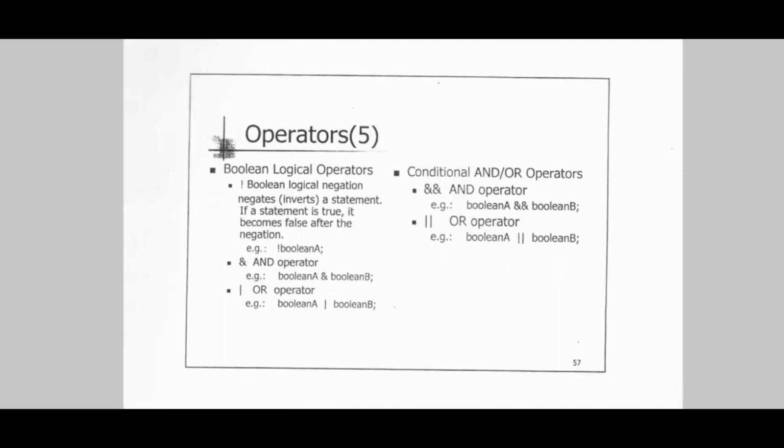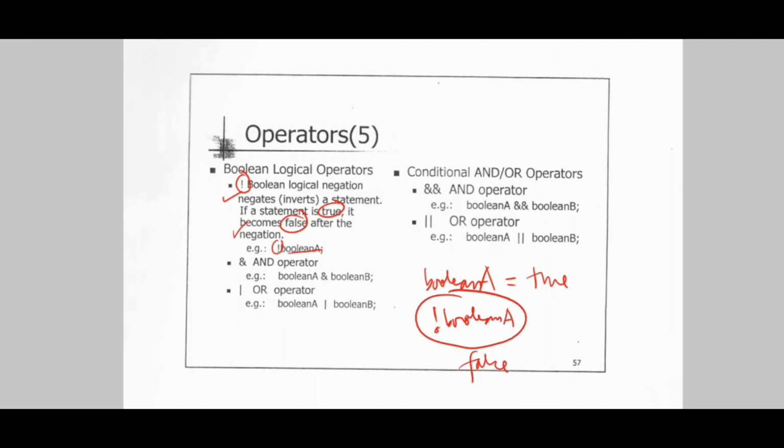The Boolean or logical operators are the following. This one is the logical negation or the Boolean logical negation. It negates or inverts a statement. So if a statement is true, it becomes false after the negation. So when you say not Boolean A, where Boolean A is a Boolean variable, say for example, Boolean A is a variable having a value true, and then when you say not Boolean A, this becomes false. But Boolean A would still be true.